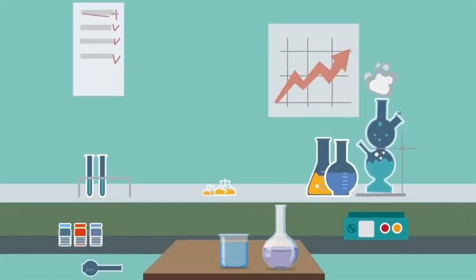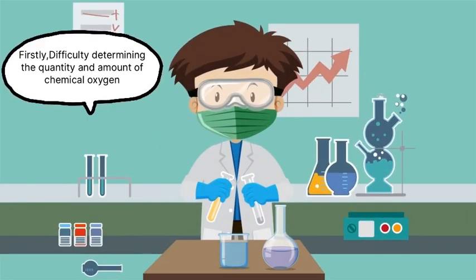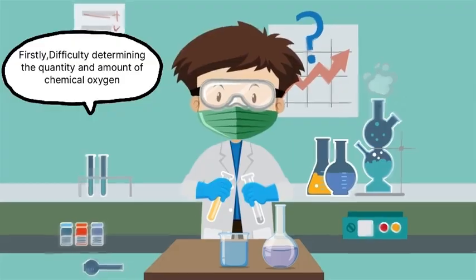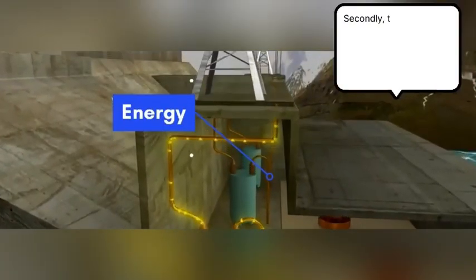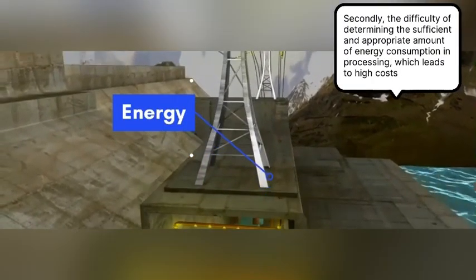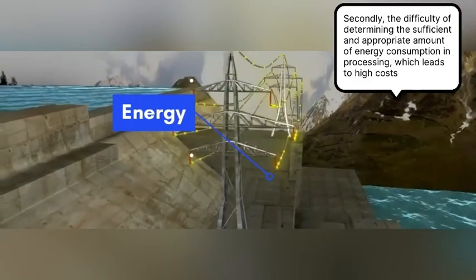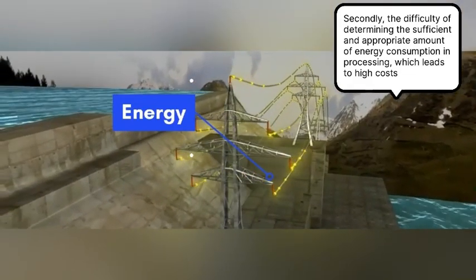One of the problems facing the water treatment process: first, the difficulty in determining the amount and quantity of chemical oxygen. Secondly, the difficulty in determining the sufficient and appropriate amount of energy consumption and processing, which leads to high costs.